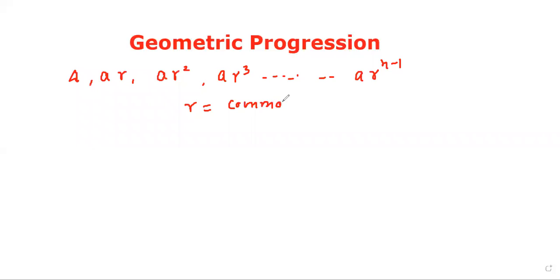Geometric progression is given by a, then ar, then ar squared, ar cubed, etc. The nth term is ar^(n-1), where r is the common ratio. It is the ratio of the second term to the first term, or the third term to the second term.